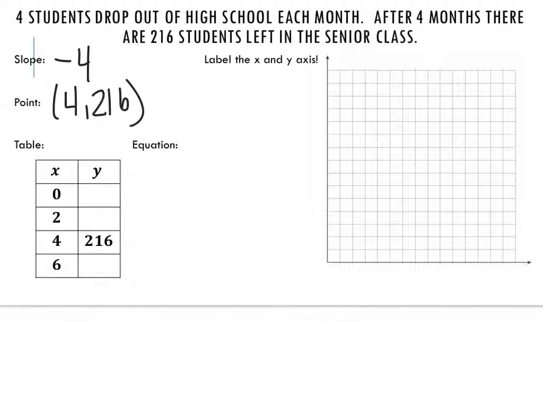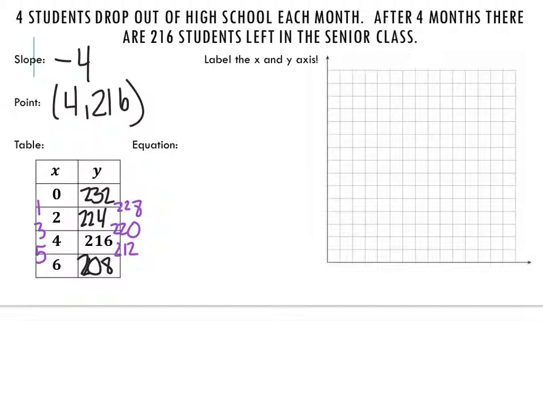Okay, did you get the right slope? If they're dropping out, they're leaving, the population's going down, -4. And then my point is 4, 216. Keep going. Not gonna lie, the table was a little tricky. Tables aren't always going to go by ones. This one went by twos. So did you catch that? You could have added the 1, the 3, and the 5 in, and then you could have subtracted 4, added 4, depending on which way you're going.